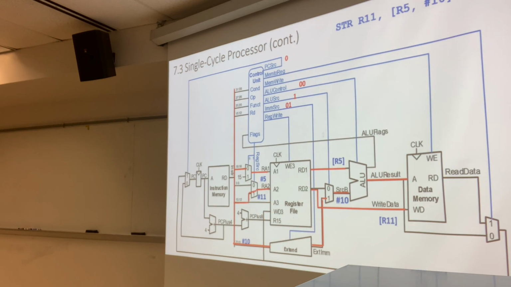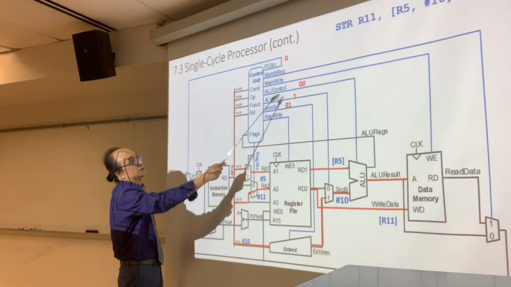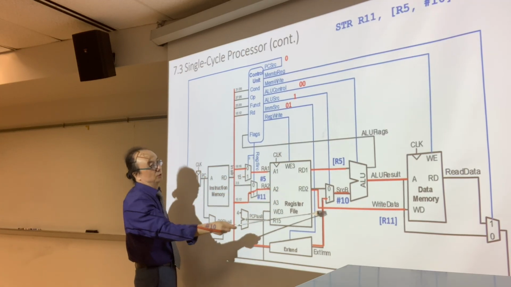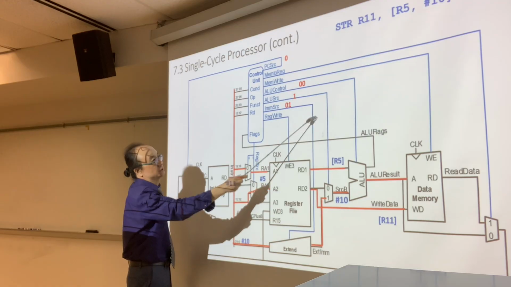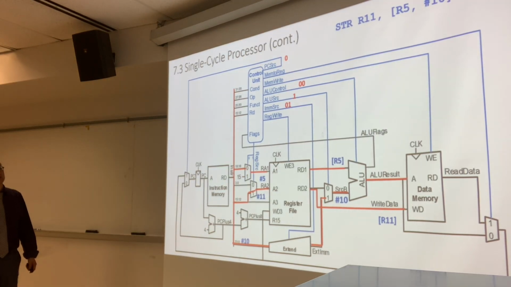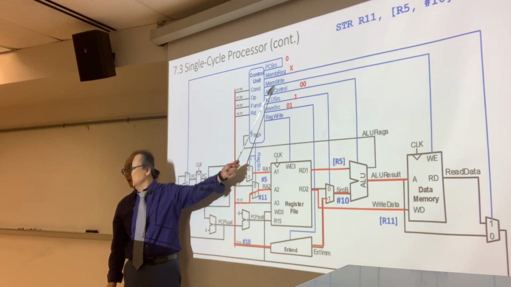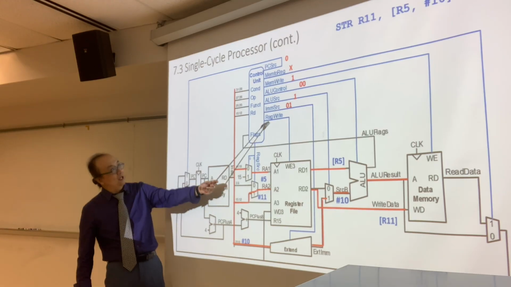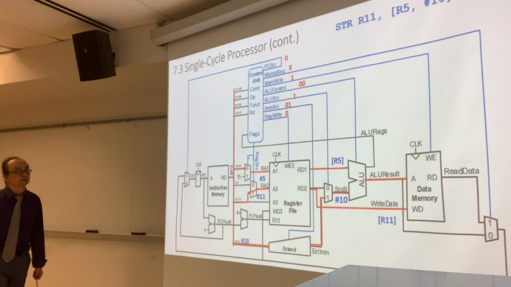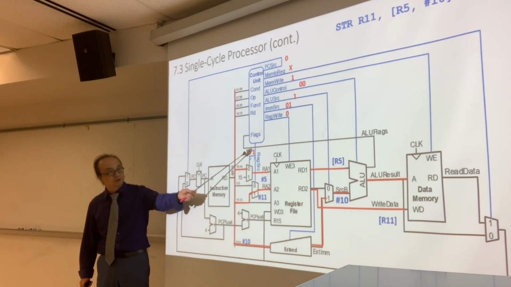Okay, so the next one we did is a store. Same thing for PC source and ALU control. We're going to add. ALU source is going to be 1. Immediate source is going to be 0, 1. That's the same thing as LDR. Now, mem to reg is a different one, don't care. Mem write, we are writing into memory, so it's going to be 1. And then register write, no, we are not writing back to a register.